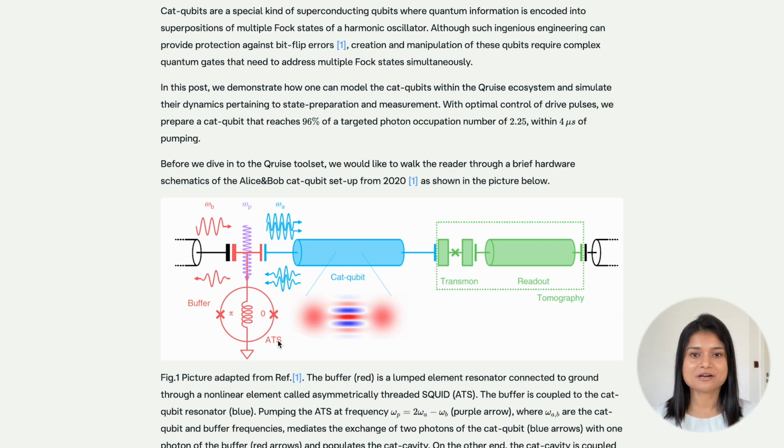It enables the pairwise exchange of photons from and to the cat cavity, while only a single photon is exchanged with the buffer. So by driving the buffer at a given amplitude, one populates the cat cavity with a photon count that is proportional to the drive amplitude. This engineered dissipation mechanism, where the two-photon loss rate of the cavity is much lower than the single photon loss rate of the buffer, helps in stabilizing the cat qubits.